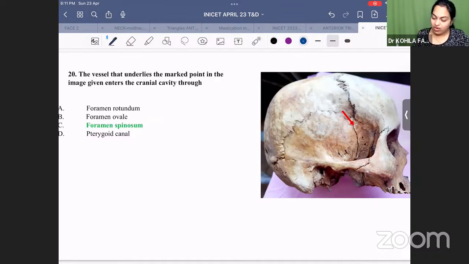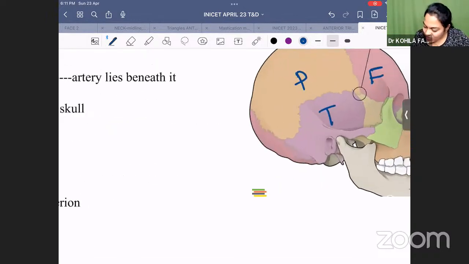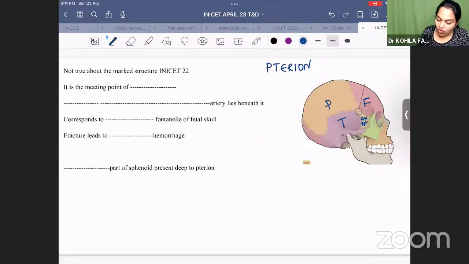So this is again a very important question. They keep asking about the pterion, right? So the marked structure is the pterion. Now, over the previous years, what were the questions that were asked about pterion? What are the bones which contribute to the pterion? Yeah. So this is the frontal bone. This is the parietal bone. The temporal bone. This is the greater wing of sphenoid. So there are 4 bones which meet here: frontal, parietal, temporal, and greater wing of sphenoid.